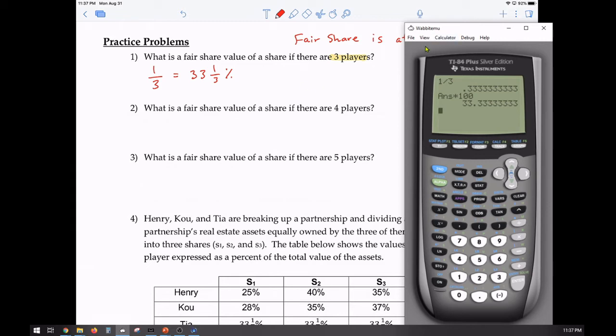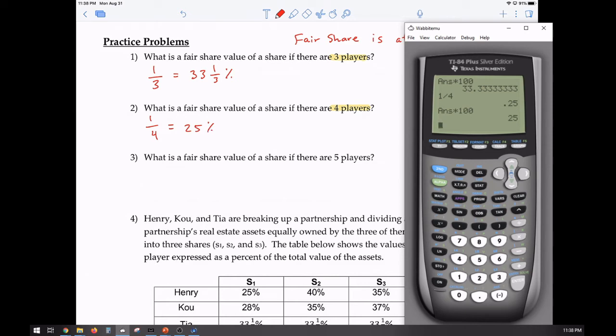So for the second one, the second problem says, what is a fair share if there are four players? So that's going to be 1/4. So if a player receives at least 1/4 in their opinion, then they've received a fair share. Again, we can change that to a percentage as well, right? We can go 1 divided by 4 and then multiply by 100. And that gives us 25%. So 1/4 is the same as 25%.